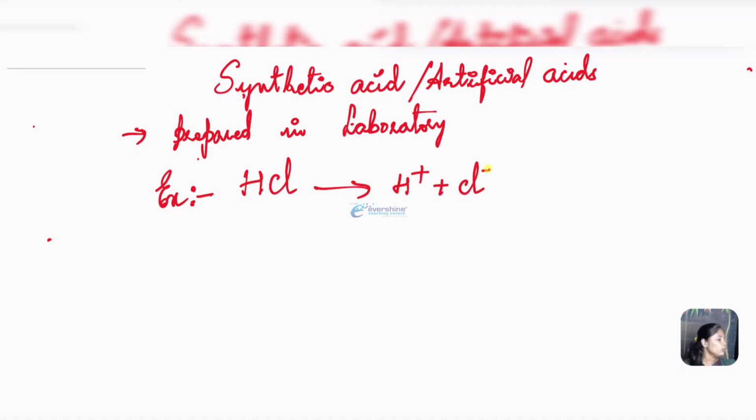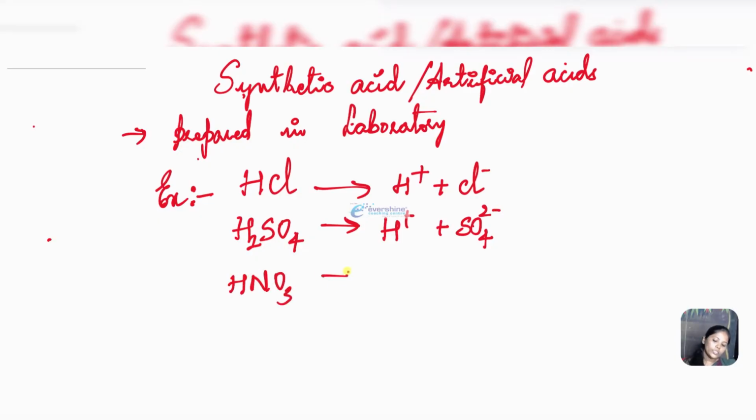When you put this acid in water, it dissociates into H+ and Cl-. Coming to H2SO4, what is H2SO4 called? Sulfuric acid. In sulfuric acid there is H+ and SO4 2-. Coming to HNO3, what is HNO3 called? Nitric acid. In this also you can see H+ and NO3-.